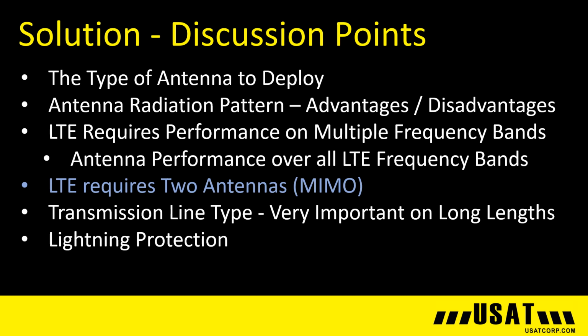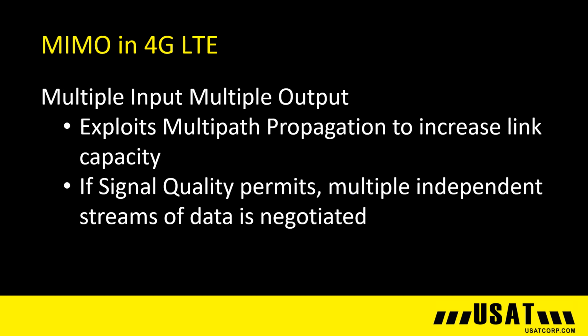With LTE, you are required to have 2 antennas. This is also known as MIMO operation. MIMO stands for multiple input, multiple output. Technically what it does is exploit the multiple paths a signal takes from a tower to end-user equipment to increase the link capacity for a larger volume of data. If the quality of the signal is high enough, then multiple independent streams of data are negotiated and exchanged with the device, creating much higher throughput.